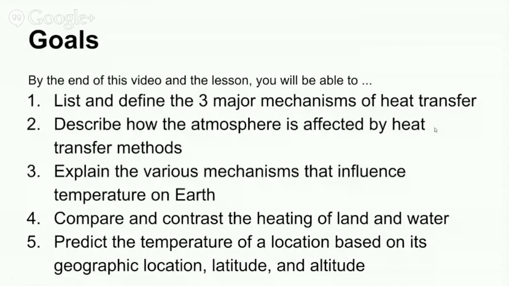Hello, today we are talking about temperature and how different locations on Earth have different temperatures. I have a couple of slides so that you can follow along and have some images. So here we go. All right, so these are your 5 goals. So we're going to take a second, pause, and write these down so that you know what we're supposed to accomplish by the end of the lesson.